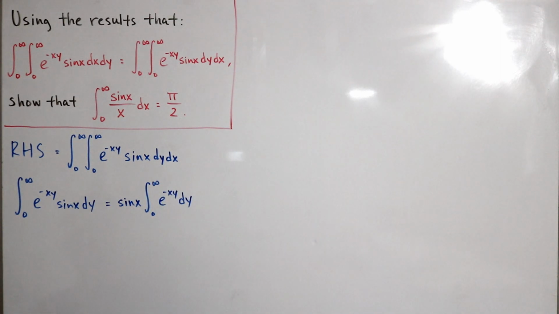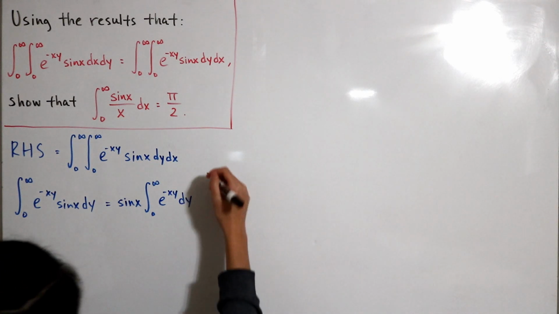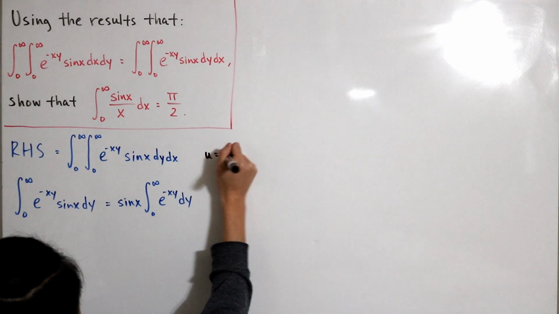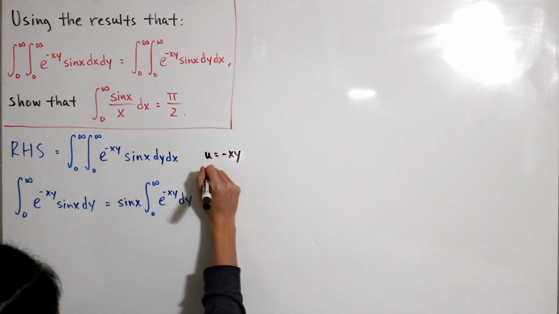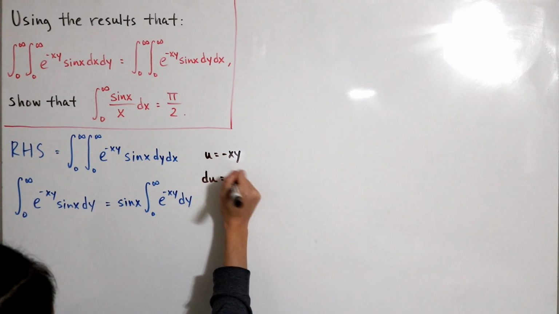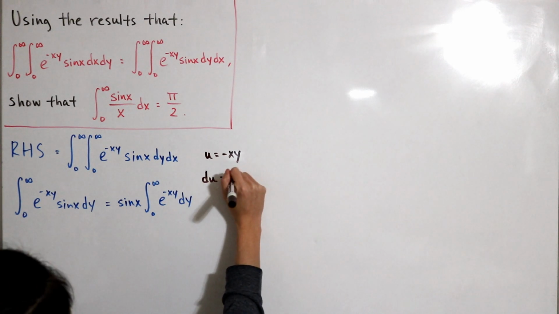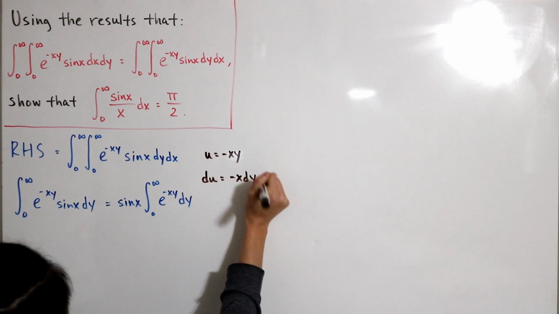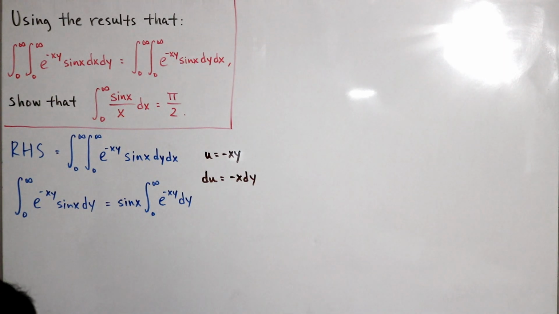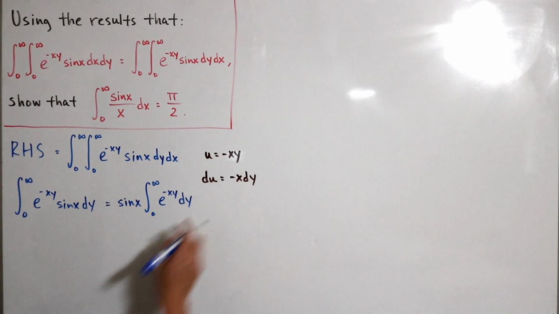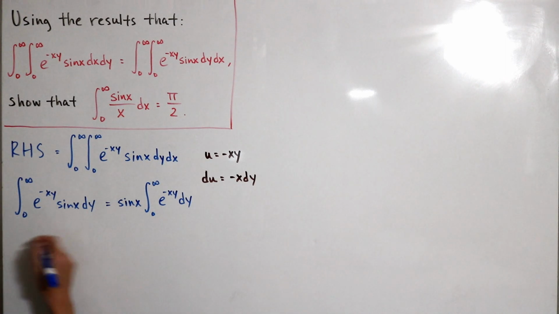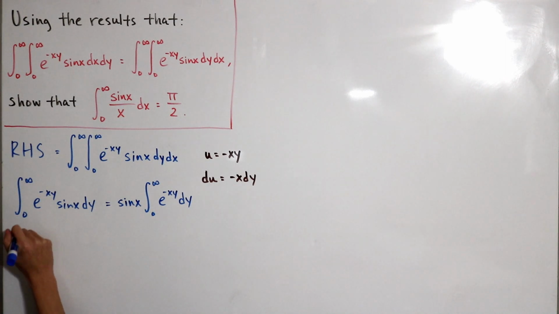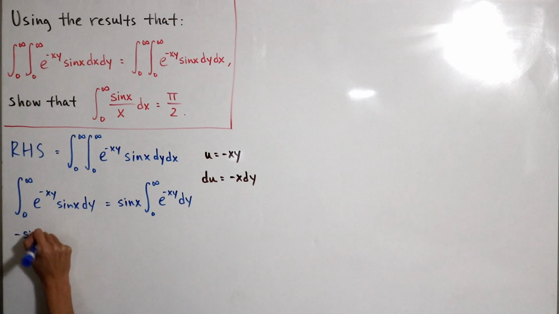So what you can do is perform a u-substitution with respect to y, using partial differentiation. I suppose I could say that u is equal to negative x y, then du is equal to negative x times dy. Now if I perform the substitution, of course sine of x is just outside. So rather I'll write it like this: negative sine of x divided by x.